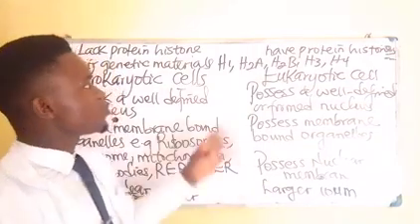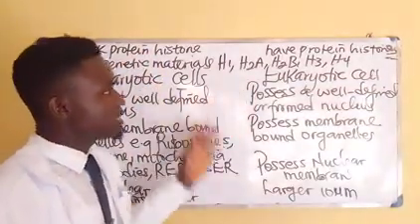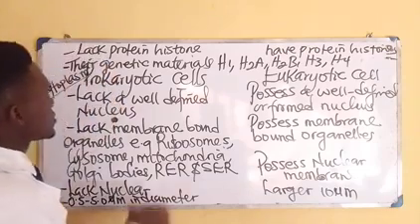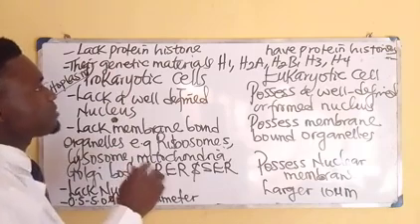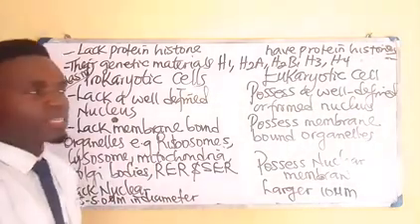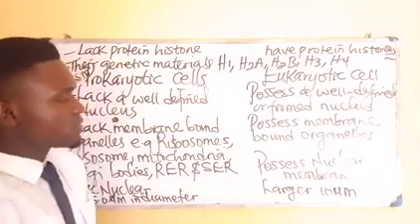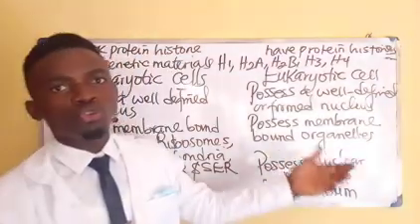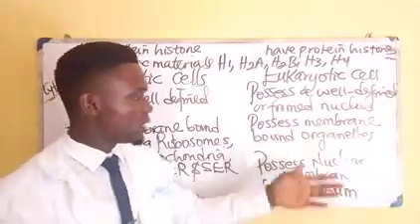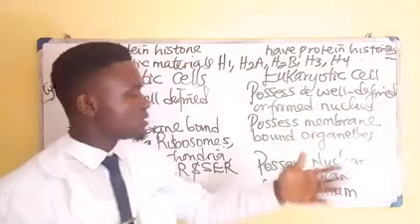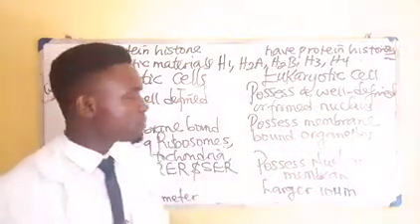Another difference between these two cells is that prokaryotic cells are majorly found in bacteria and viruses, but eukaryotic cells are found in protozoans, fungi, bryophytes, pteridophytes, gymnosperms, and what?